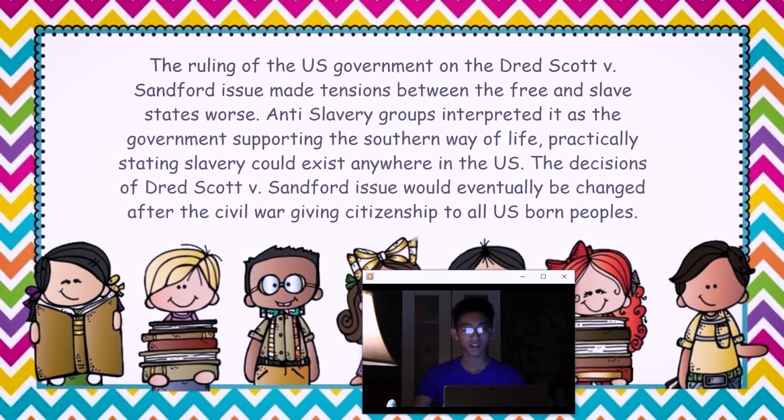And finally, connection to the unit. The ruling of the U.S. government on the Dred Scott versus Sandford issue made tensions between the free and slave states worse, supporting the South, practically stating slavery could exist anywhere in the U.S. The decisions of the Dred Scott versus Sandford case would eventually be changed after the Civil War, however, giving citizenship to all U.S.-born peoples.